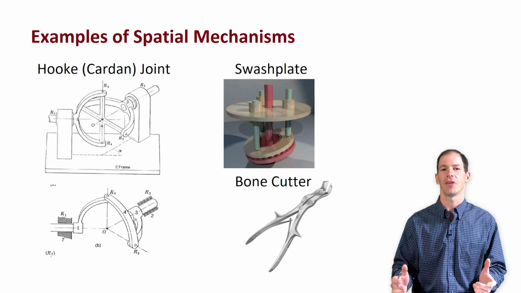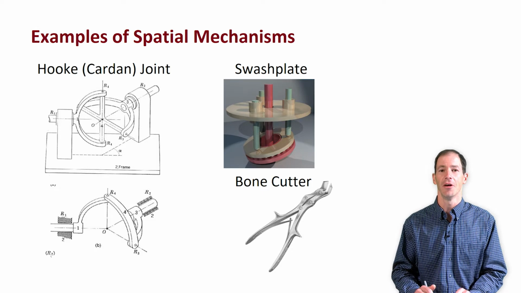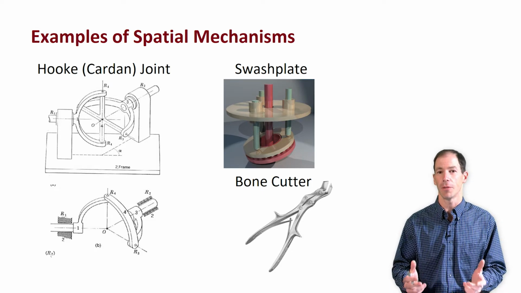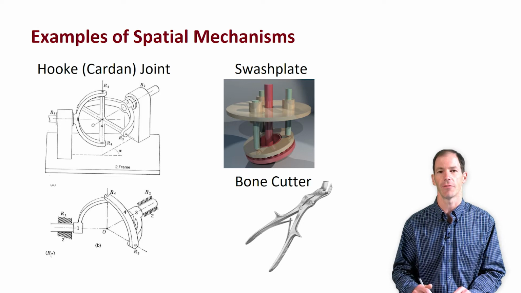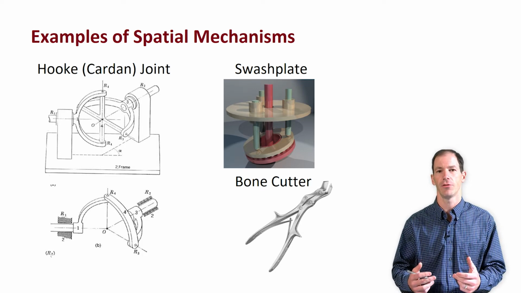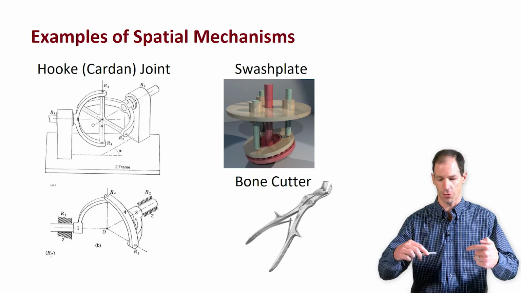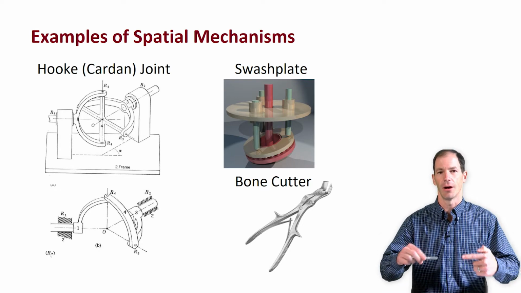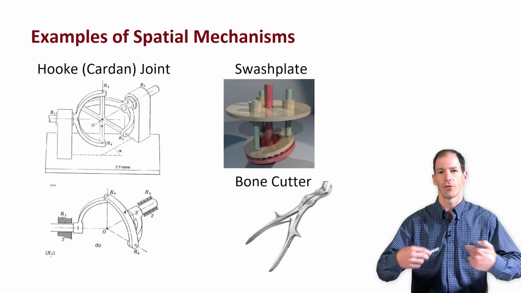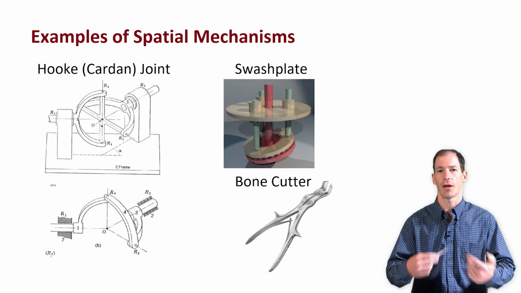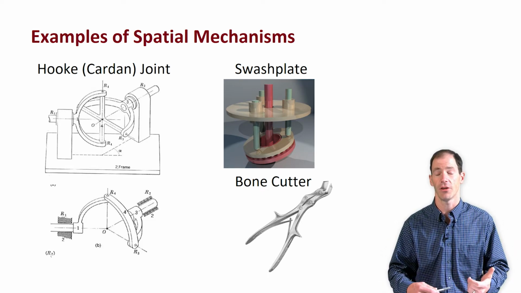So let's take a look at some examples of spatial mechanisms. One of the most common ones that you might be familiar with is a universal joint or a hook joint that you see in the upper left there. Now, a hook joint is used to transmit rotation between two shafts which are intersecting but are not coaxial. So this allows rotation between those two shafts and allows transmission of that rotation.